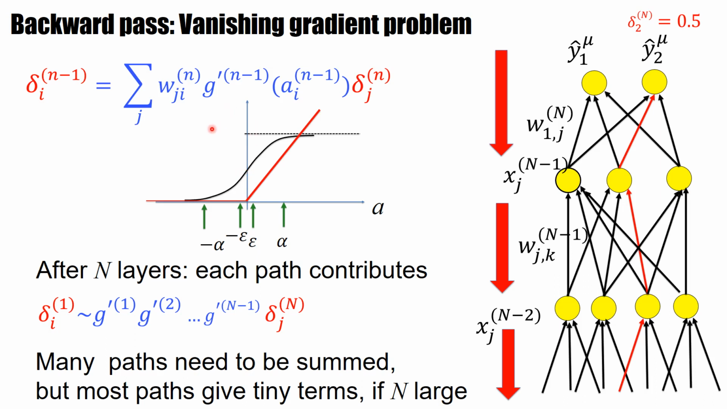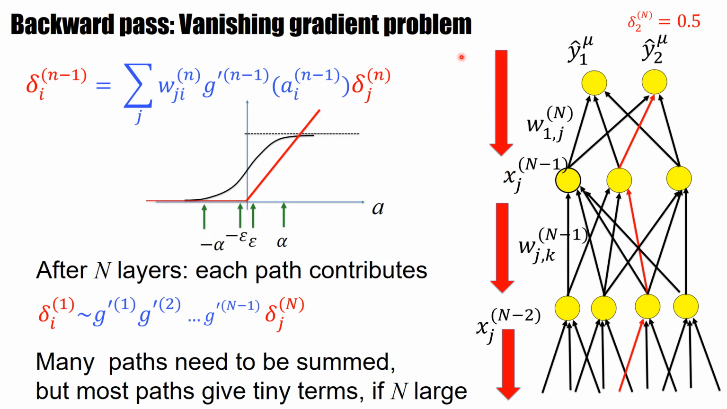For piecewise linear units, ReLUs, it's different. There, if the value of alpha is large, then the g prime is always 1. Okay, so this is the update from the transmission from layer n, deltas in layer n, to the deltas in layer n-1.